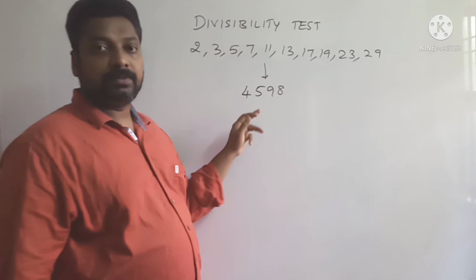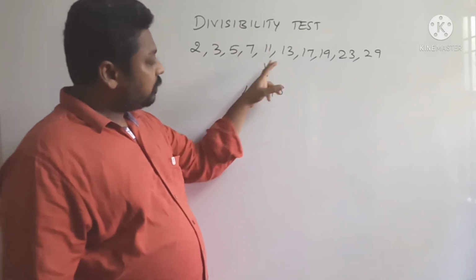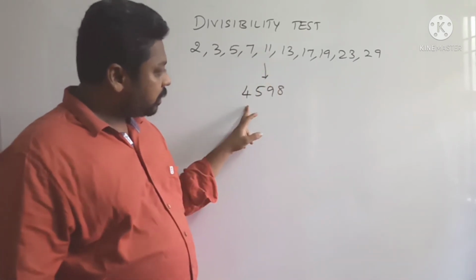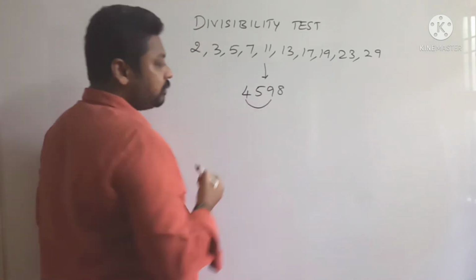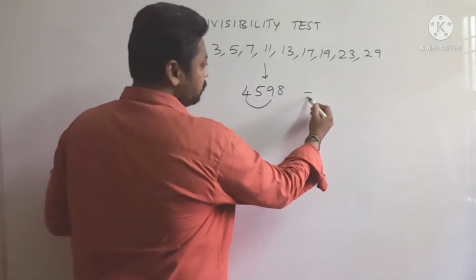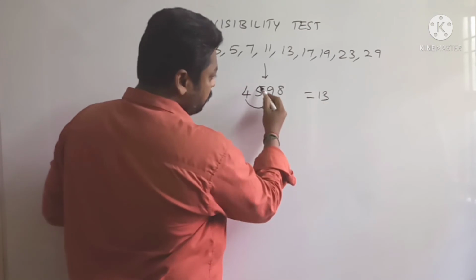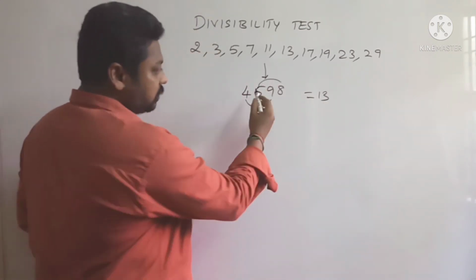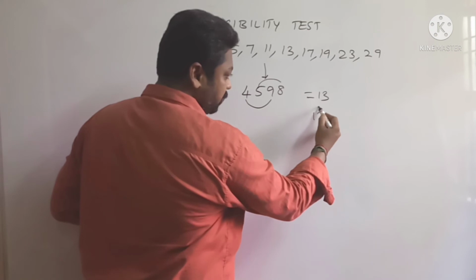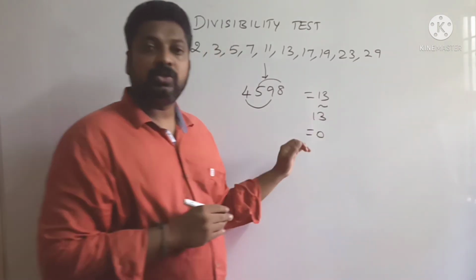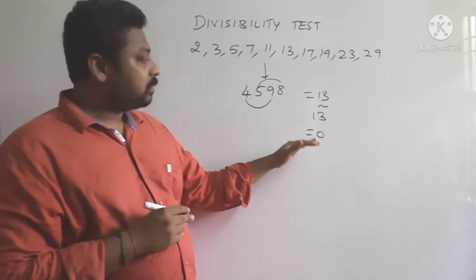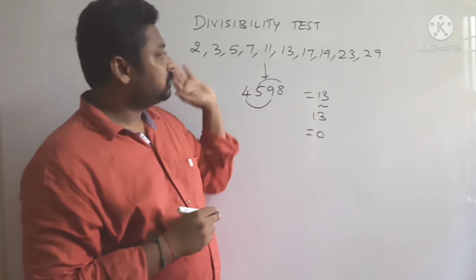Now we will check the divisibility test for 11. For 11 also it is easy. Add the digits at odd places, and alternately add the digits at even places. 4 plus 9 is 13. Then the 2nd and 4th, the even places: 5 plus 8 is 13. So the difference is 0. If the difference comes to 0 or 11 or a multiple of 11, then it is divisible by 11.